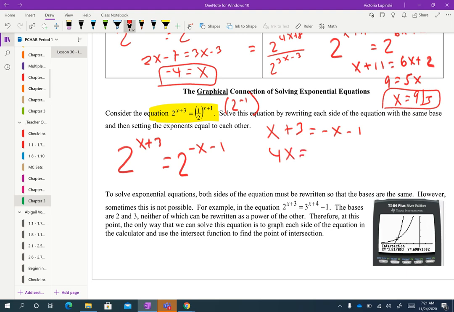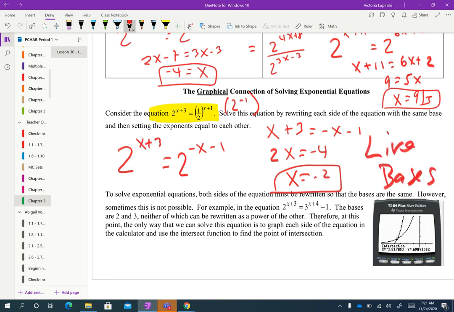So 4x equals 2x. Sorry, it's early. Equals -4. And x would equal -2. So that is certainly the best, easiest strategy, but it only works if you have like bases. So to finish us up for the day, look at the one underneath.